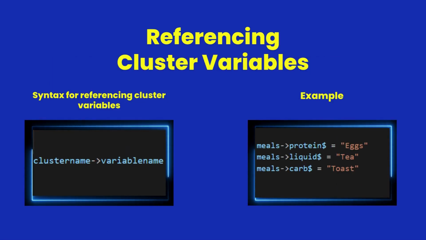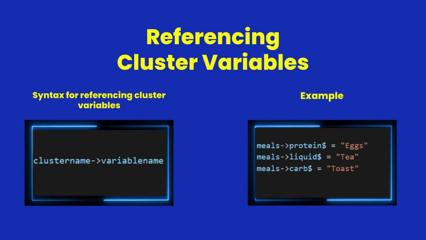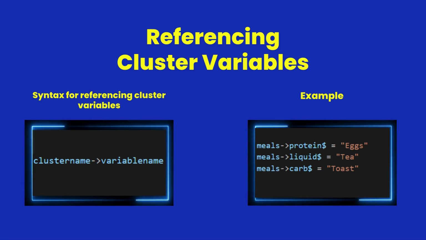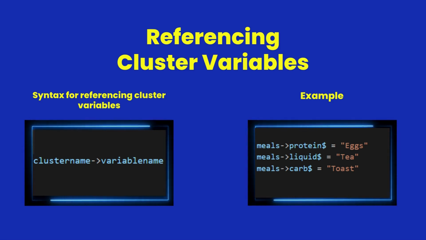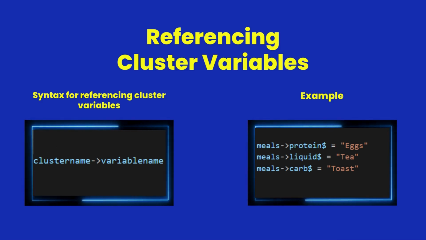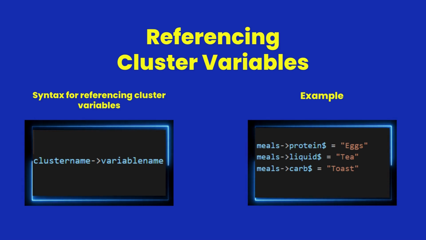To reference cluster variables, use the syntax cluster name, then the -> sign, then the variable name. This makes it straightforward to access and manipulate data within a cluster. You might notice that the dash with a greater than sign forms an arrow.